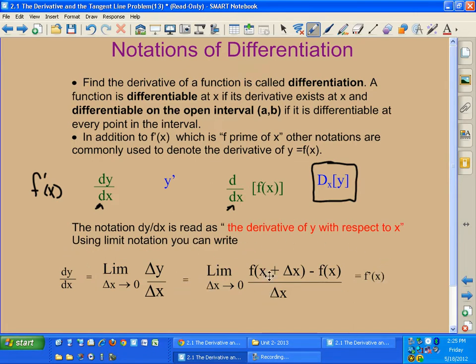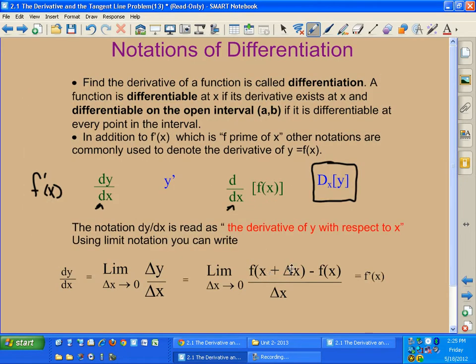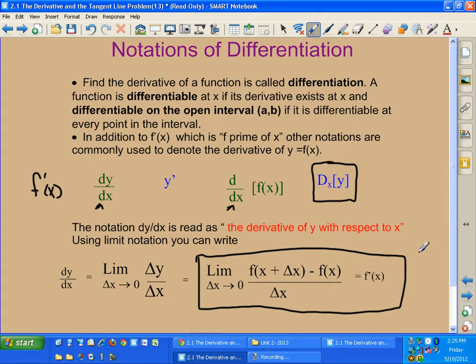Then we talk about differentiability and continuity, and there is an alternate form for the derivative. Let me go back here real quick. This derivative or limit process right here works all the time. It's not supposed to have an H in there. This will work all the time no matter what.